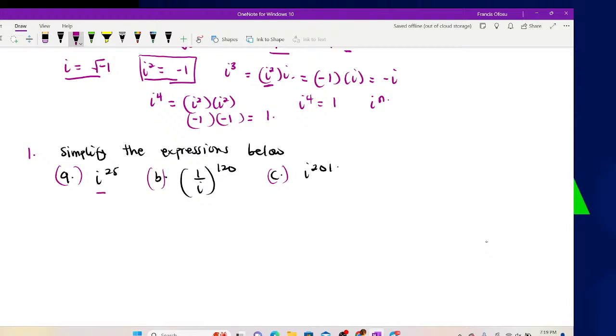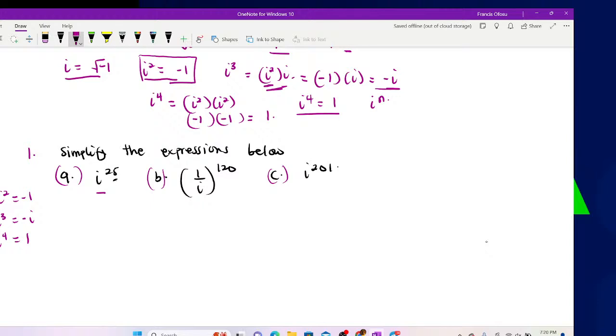To solve this, I told you we use the basic powers. i squared is equal to negative 1. i cubed is equal to negative i, from what we did here. i to the power 4 is 1. So what you're going to do is express this power here in terms of the basic powers.